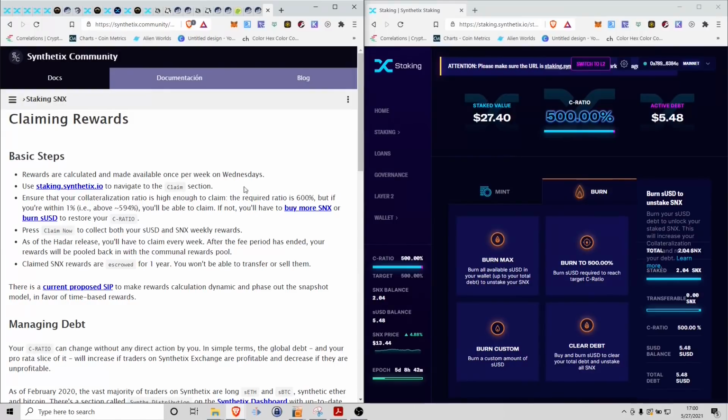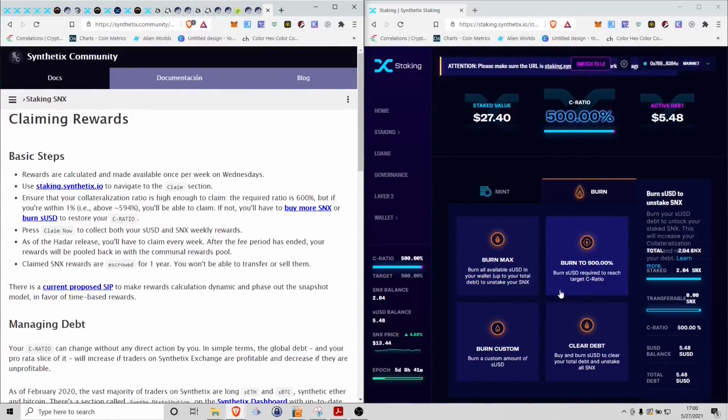So one thing that I will point out right off the bat is that this is only made available once per week on Wednesdays. So here's a huge difference between this and something like Compound, where you can see your interest, your earnings accruing in real time. So again, I just put these in. It's a Thursday, so I won't even be able to claim my rewards till Wednesday. On top of that, you have to have a collateralization ratio high enough to claim these rewards. So you can see here it says 600% on the platform. Here it says that my target is 500%.